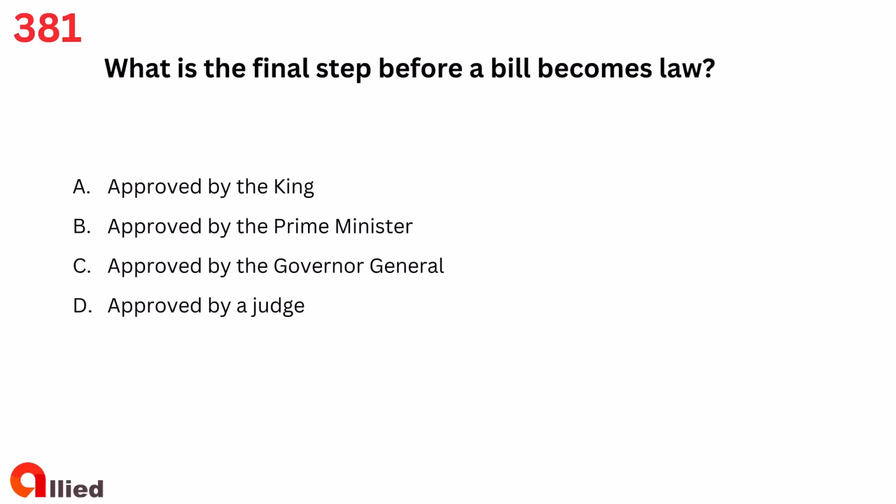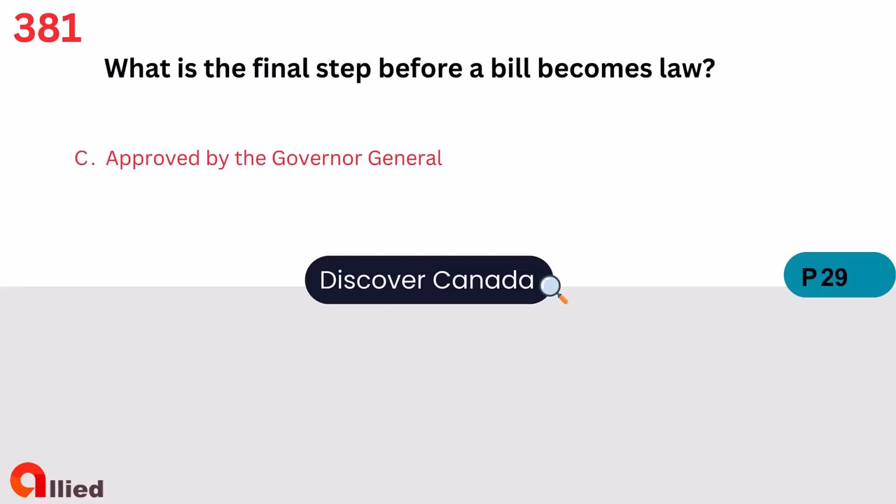Question 381. What is the final step before a bill becomes law? A. Approved by the King. B. Approved by the Prime Minister. C. Approved by the Governor-General. D. Approved by a judge. The answer is C. Approved by the Governor-General.